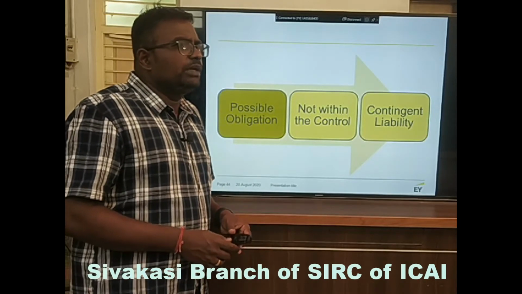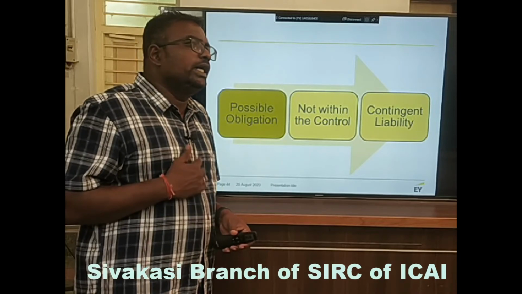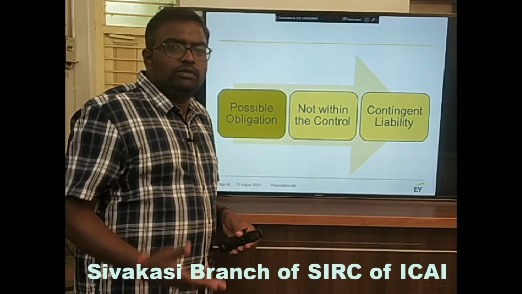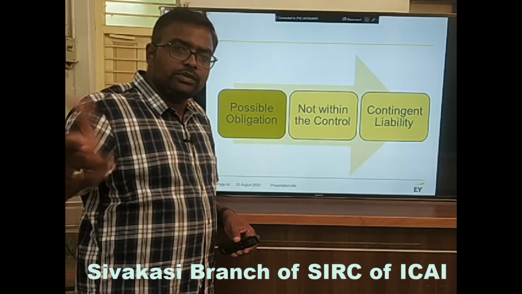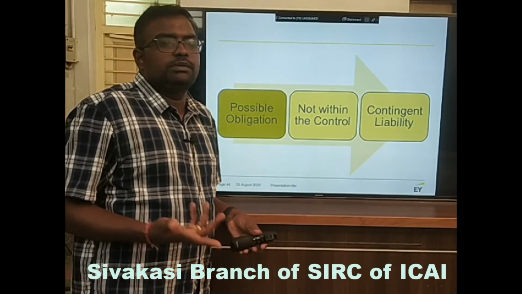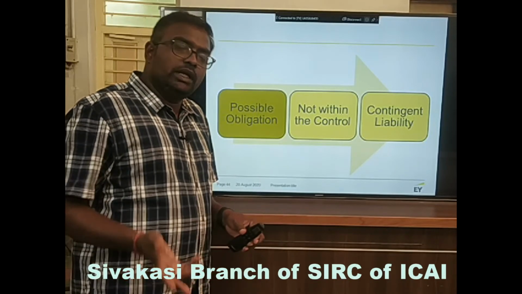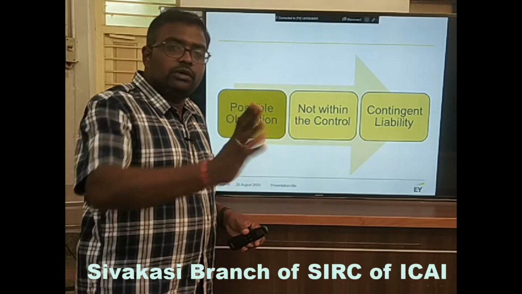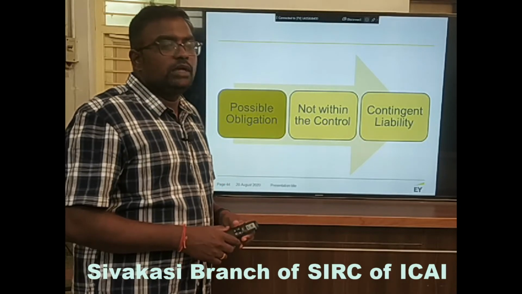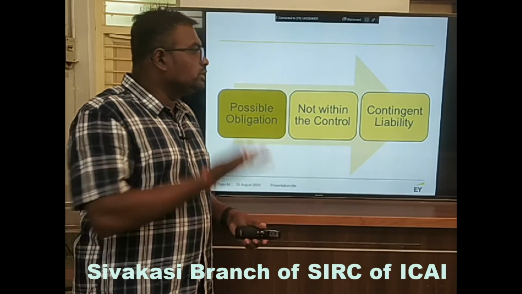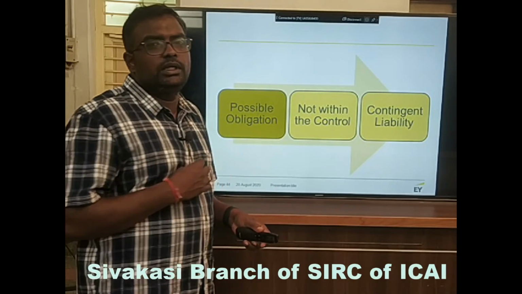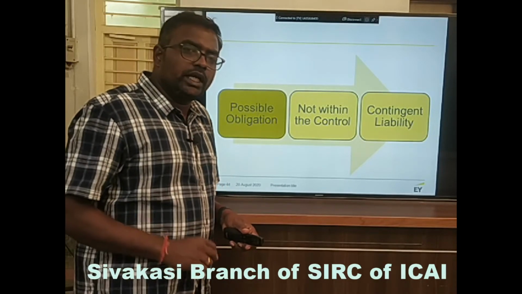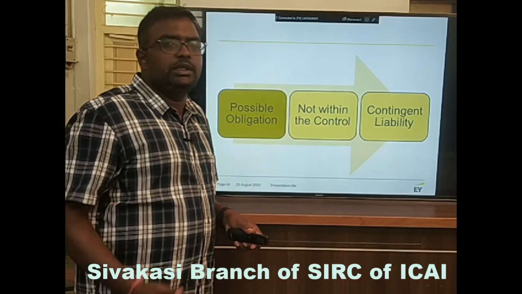A typical example of contingent liability may also be a holding company giving a guarantee to a loan taken by a subsidiary. As of now you don't know whether the subsidiary will fail or not, and it gets confirmed only on the happening of some unforeseen events in the future. So as of now I have to show it as a contingent liability and disclose all the facts, what I have done, what might be the liability, etc.